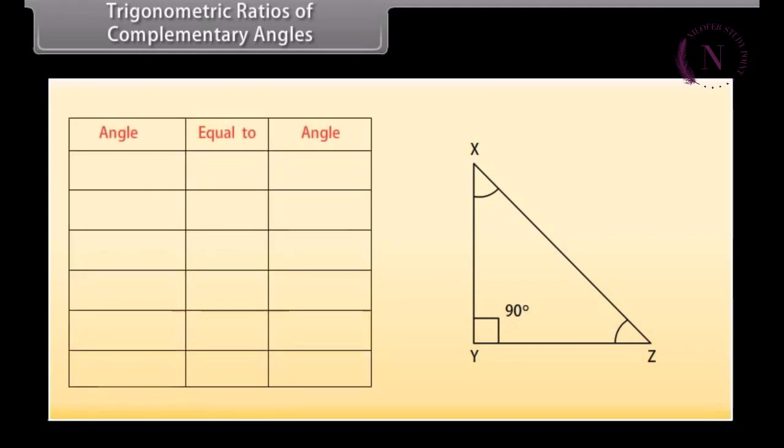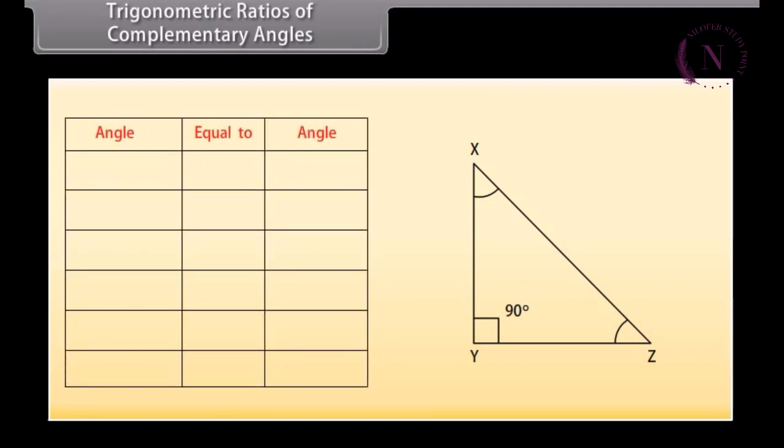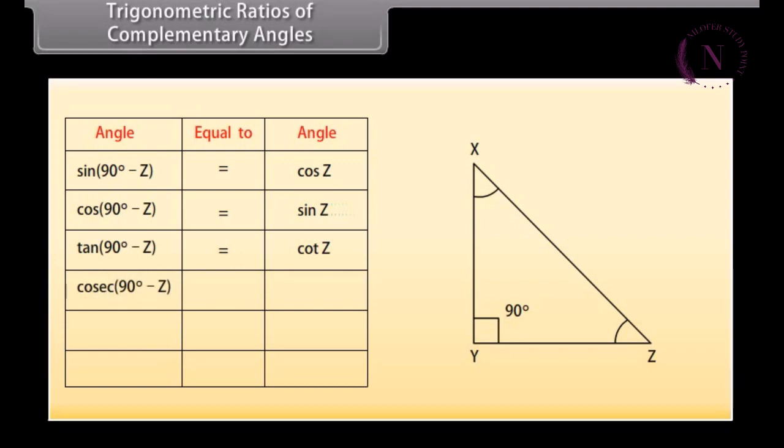Let us first compile our observation and then use it to solve questions. Sin (90 degree minus Z) is equal to cos Z. Cos (90 degree minus Z) is equal to sin Z. Tan (90 degree minus Z) is equal to cot Z. Cosec (90 degree minus Z) is equal to sec Z. Sec (90 degree minus Z) is equal to cosec Z. Cot (90 degree minus Z) is equal to tan Z.